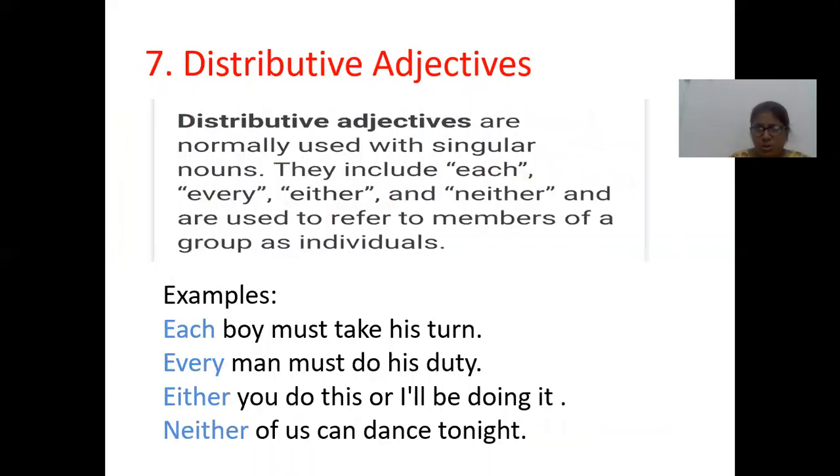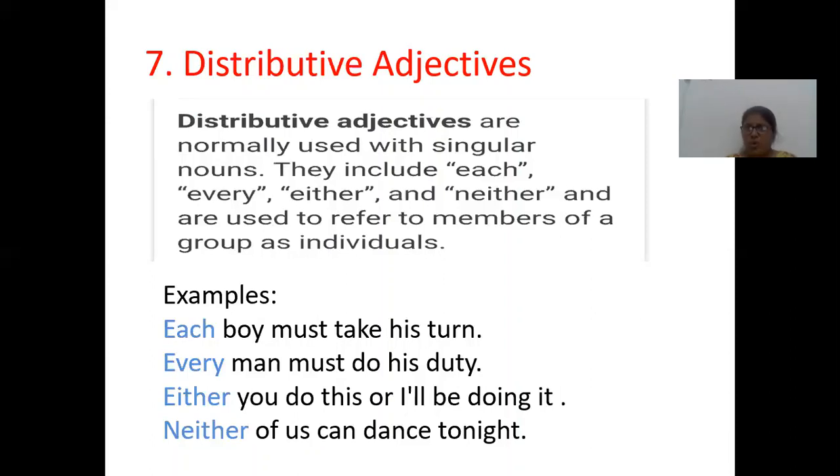Now, distributive. Distributive adjectives are normally used with singular nouns and they include each, every, either or neither, and they are used to refer, to point out to members of a group as individuals, as singles. Example, each boy must take his turn. Every man must do his duty. Either you do this or I'll be doing it. Neither of us can dance tonight.